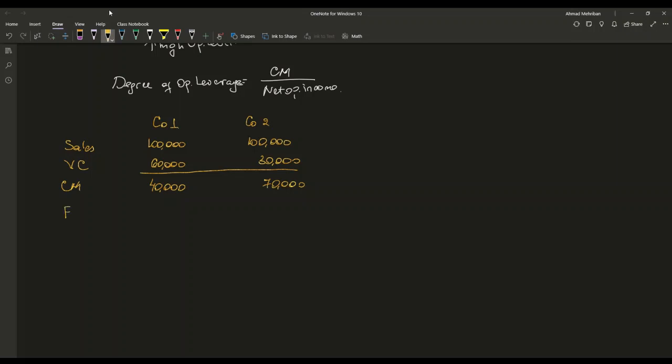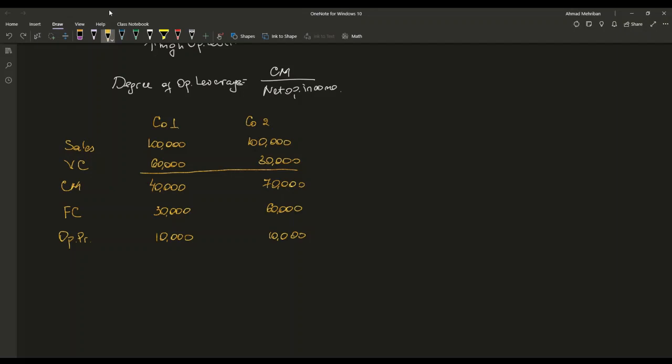However, our fixed costs are going to shift us in a different direction. $30,000 is for company one, and we're going to have twice as much, $60,000, for company two. Now, this means that our operating profit is going to be exactly the same, but for two different reasons. This is our scenario for the two companies.